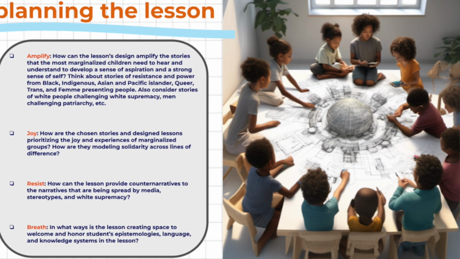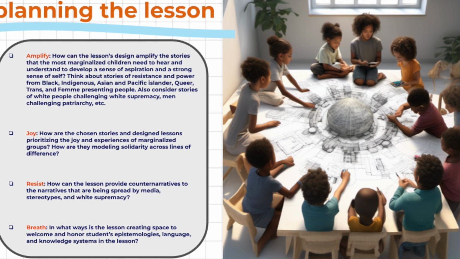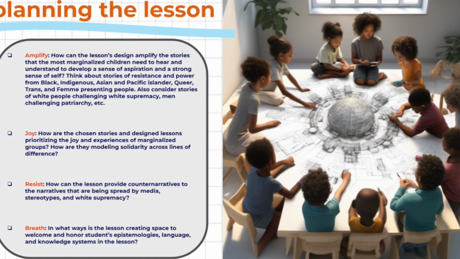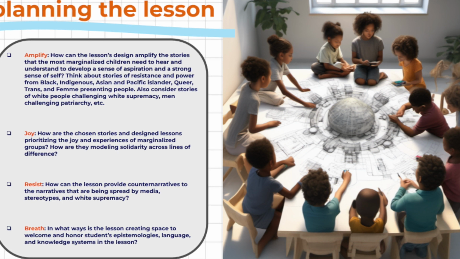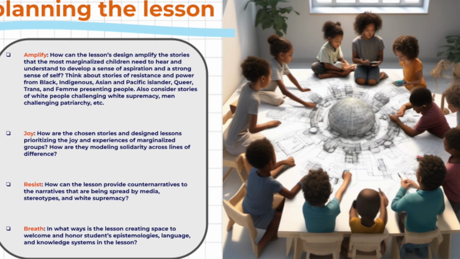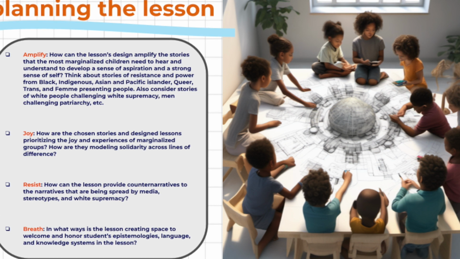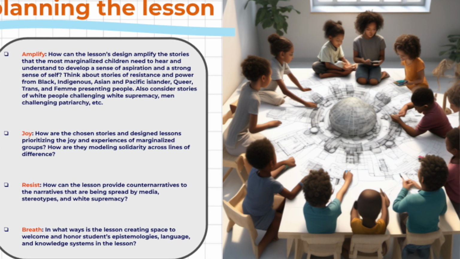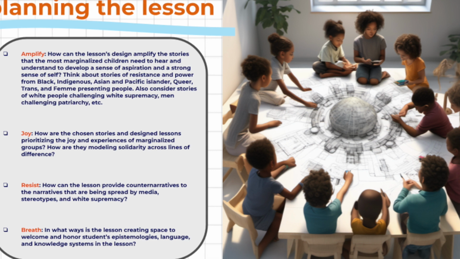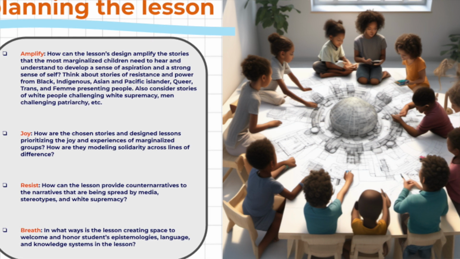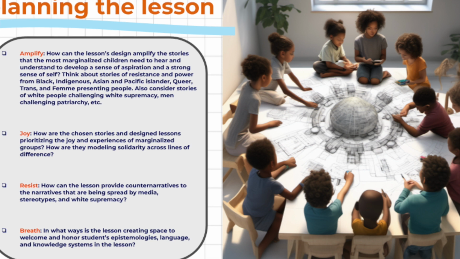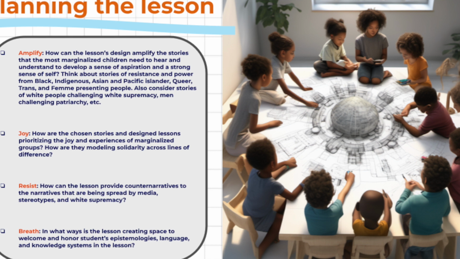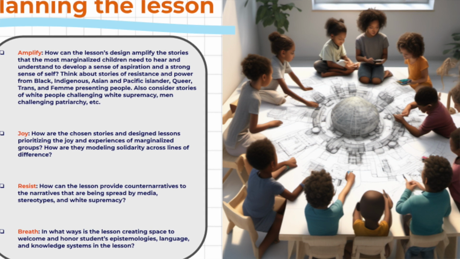The next one is joy. How are the chosen stories and designed lessons prioritizing the joy and experiences of marginalized groups? And how are they modeling solidarity across lines of difference? And this is extremely important because, as a person of color and as someone who identifies as queer, a lot of the narratives that were fed to me as a student were about oppression and the struggles and the difficulties, which is important. But also, as students, we should be able to see the other side of what brings us joy and what some examples of that joy are. The third one is about resist.